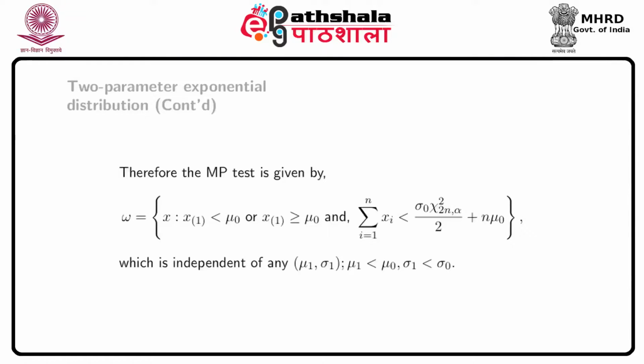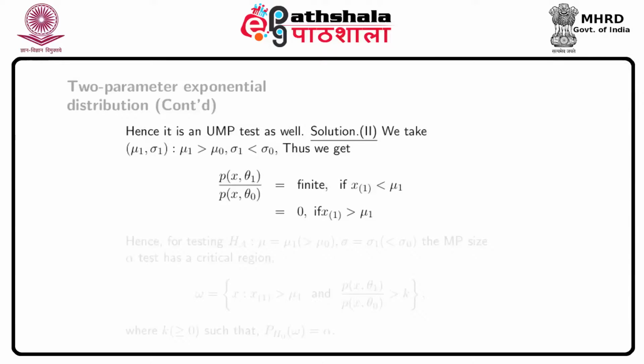Therefore, the most powerful test is given by omega is equal to the set of those x such that x order statistics less than mu naught or x order statistics greater than mu naught and summation xi is less than sigma naught chi square twice n comma alpha divided by 2 plus n mu naught. Such a test is independent of any mu 1, sigma 1 with mu 1 less than mu naught and sigma 1 less than sigma naught. Hence, it is UMP for testing H naught against HA.